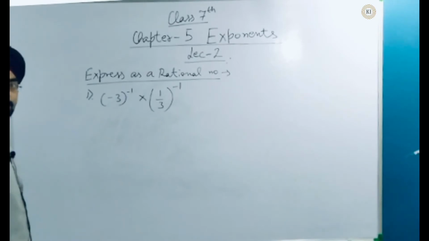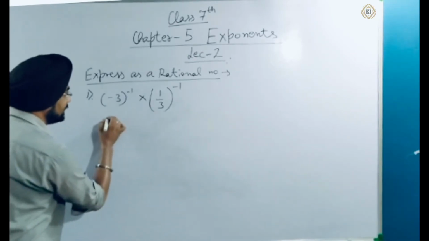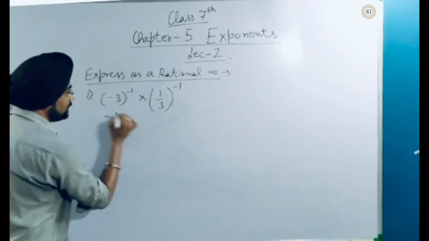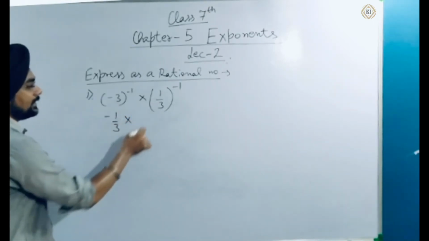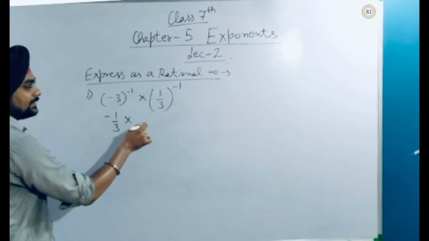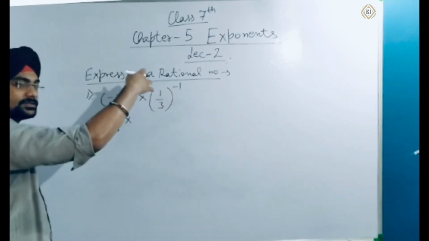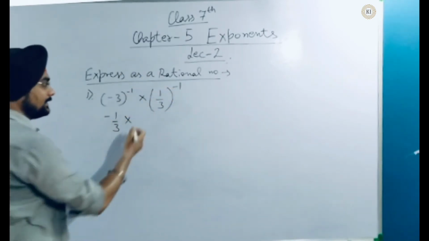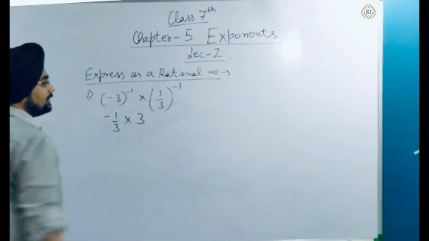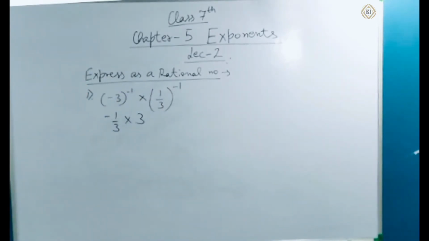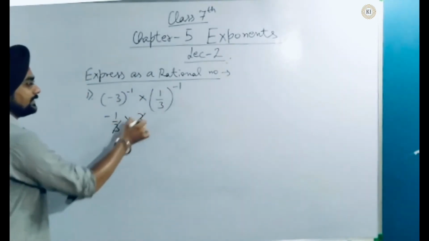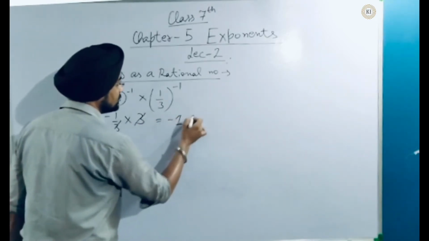Again we can change this negative power into positive by simply taking the reciprocal of the base. We can write here as minus 1 upon 3 into, and this value again we can change this negative into positive by simply again taking the reciprocal of the base. So 1 by 3 reciprocal will be 3. Now from here we can see 3 and 3 cancelled. Answer is minus 1.